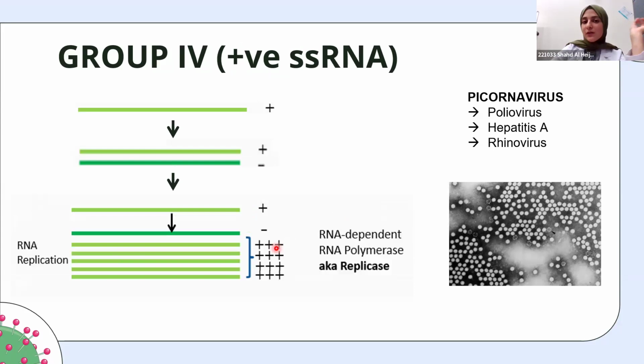Group 4, positive ssRNA. RNA virus that is a single strand. This single strand is positive. This positive can be used to make the proteins.